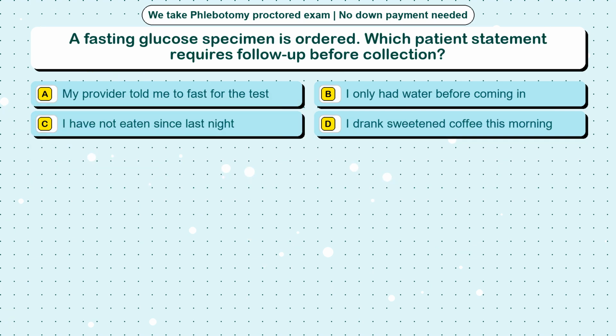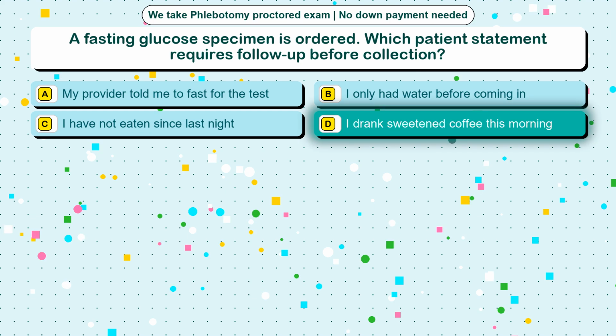Question 34. A fasting glucose specimen is ordered. Which patient statement requires follow-up before collection? Option A. My provider told me to fast for the test. Option B. I only had water before coming in. Option C. I have not eaten since last night. Option D. I drank sweetened coffee this morning. The correct answer is option D. I drank sweetened coffee this morning.